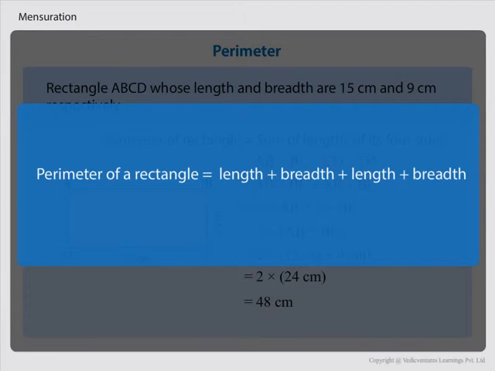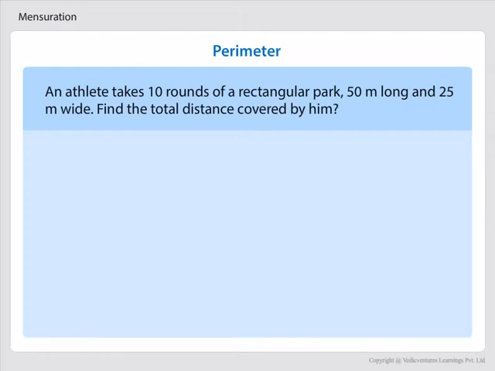From the above example, we observe that perimeter of a rectangle equals length plus breadth plus length plus breadth equals 2 into (length plus breadth). Let us see a practical example on perimeter. An athlete takes 10 rounds of a rectangular park, 50 meter long and 25 meter wide. Find the total distance covered by him.